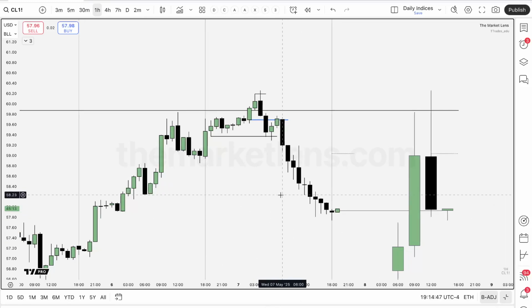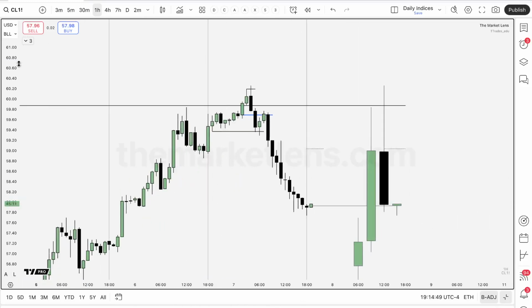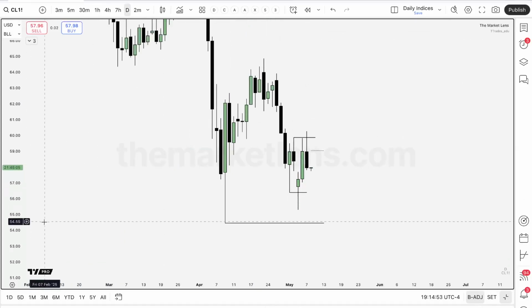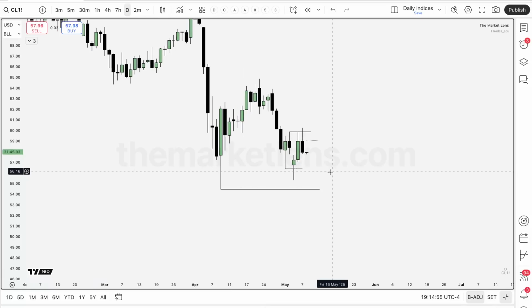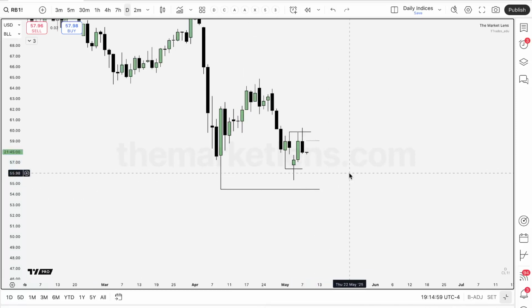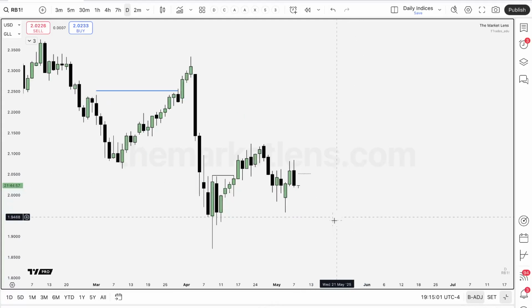Alright, any questions on just kind of the analysis? We can go over my analysis into tomorrow on most, but mainly looking for oil to continue lower, right? And then RB is weaker, and I talked about that yesterday. So RB, right, to continue lower.